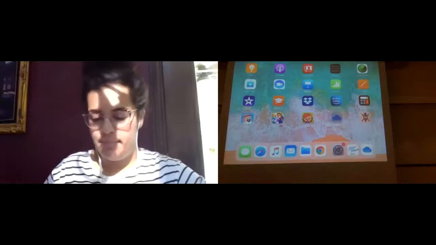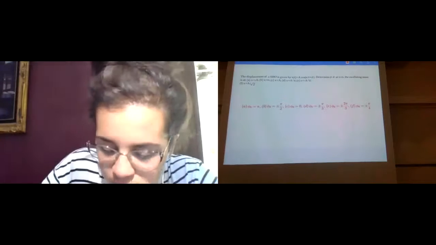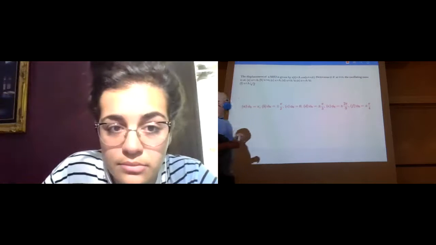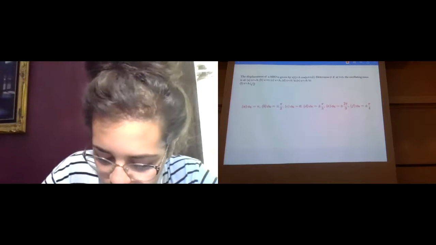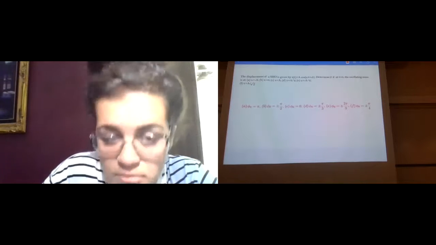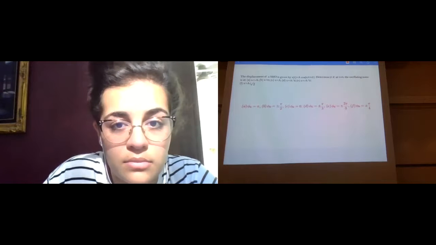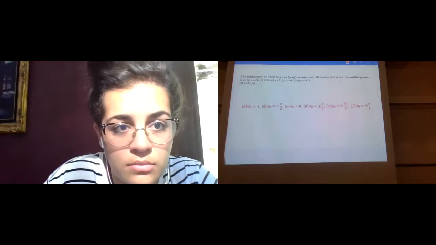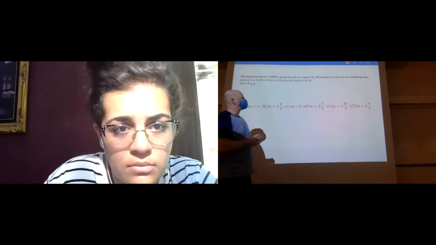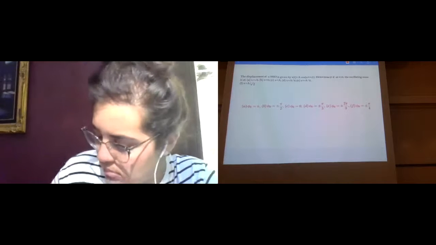So good. So let's do a couple examples. The first example we're going to look at is this one. It says that the displacement of a simple harmonic oscillator is given by x of t is equal to A times cosine of omega t plus phi. This is for a spring mass system, but actually it doesn't really matter. In this case, it wants us to determine what the phase factor is given this amount of information.